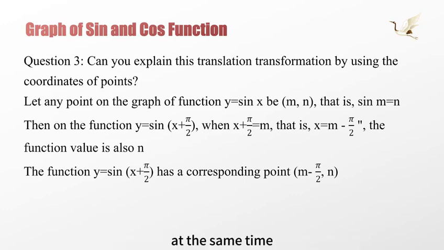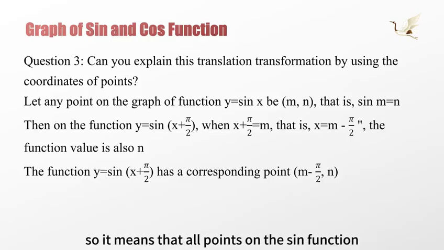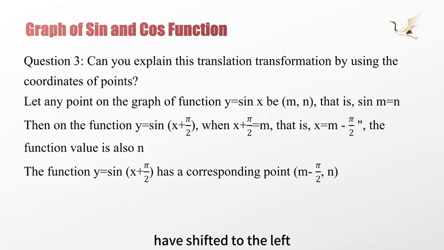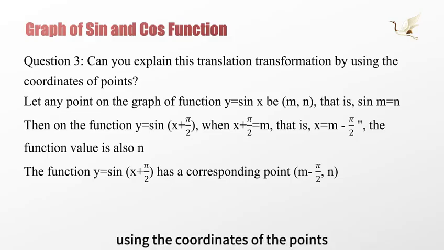At the same time, we arbitrarily take a point on the sine function graph, so it means that all points on the sine function have shifted to the left by a unit of half pi. So we further explained this translation transformation using the coordinates of the points.